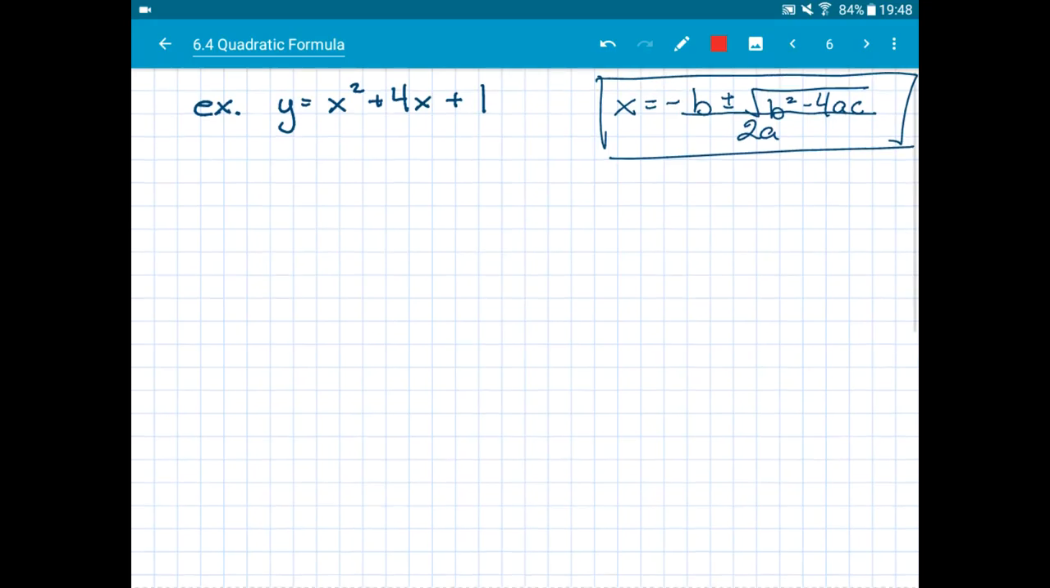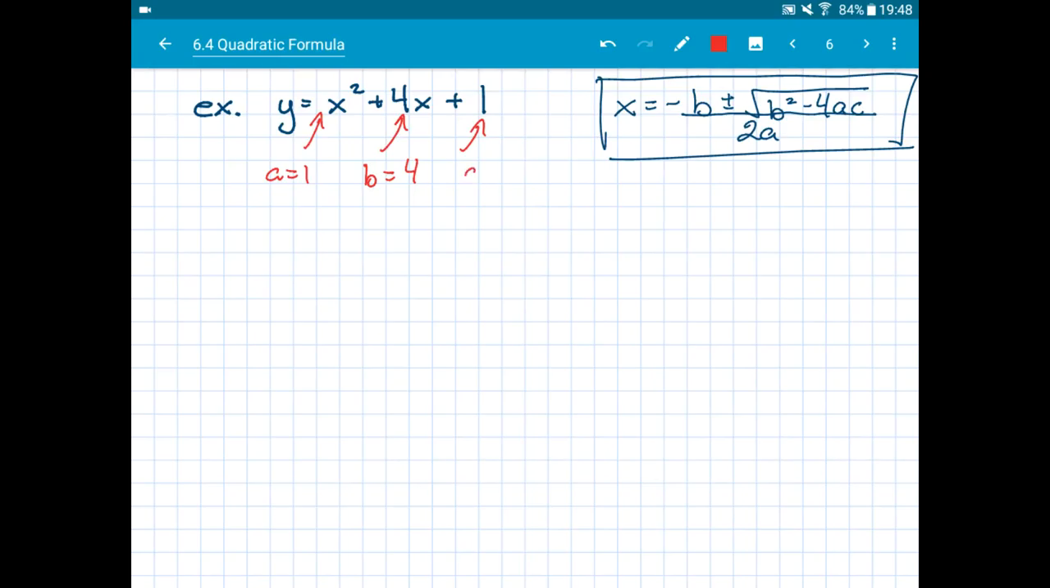Okay, so let's identify what the variables are. Okay, so a equals 1, b equals 4, and c equals 1. Notice that the a is always attached to the x squared, the b is always attached to the x, and the c is always the number on the end. It doesn't matter what order these are written in. If this was written first, b would still be 4. That's something people have trouble with.